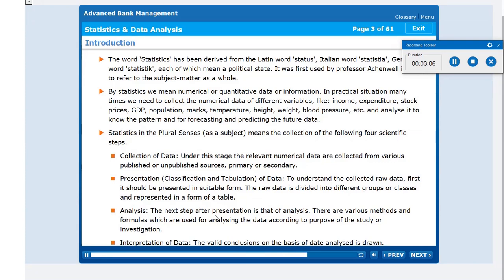Analysis. The next step after presentation is that of analysis. There are various methods and formulas, which are used for analyzing the data according to the purpose of the study or investigation. Interpretation of data. Valid conclusions on the basis of the data analyzed are drawn.